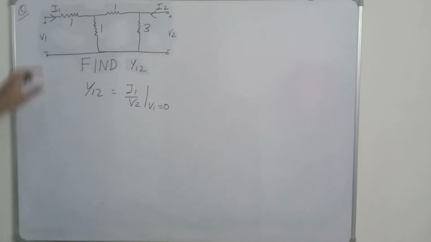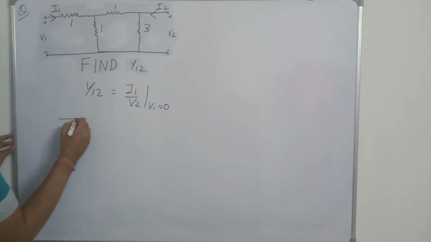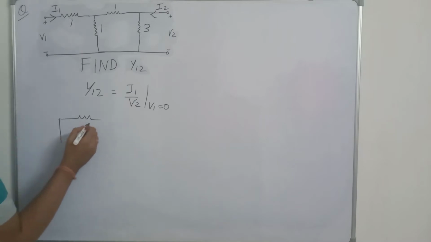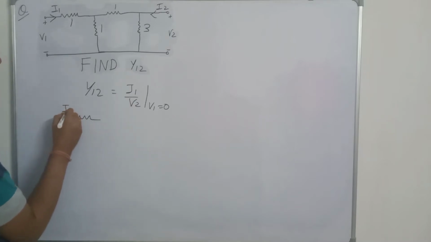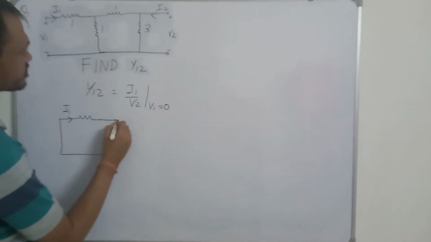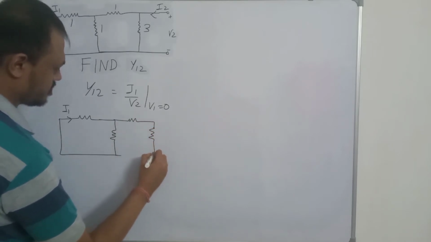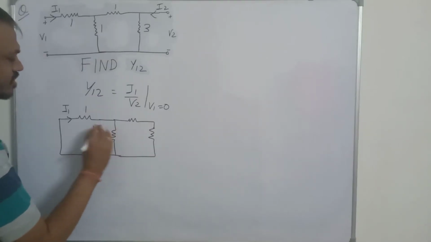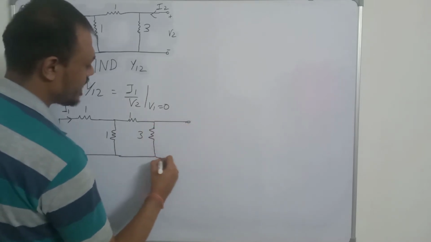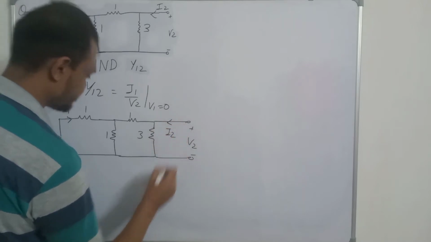So for V1 is equal to 0, we have to short circuit this terminal. So we can redraw the circuit like this. So short circuiting this so that V1 is equal to 0, we get our circuit like this. So this is 1 ohm, this is 1 ohm, this is 1 ohm, this is 3 ohm, and this is our V2, and the current I2 is flowing like this.